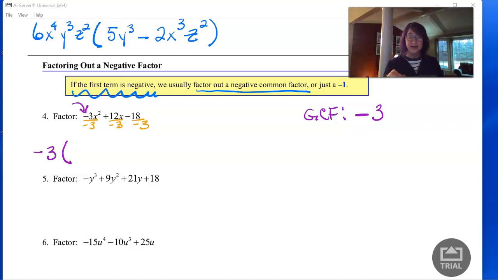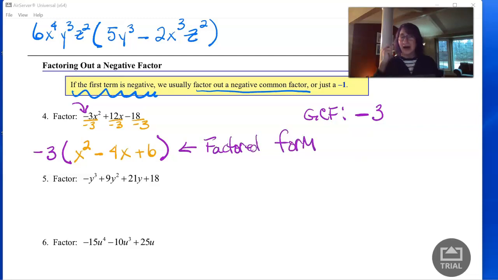When I do that, my first term is a positive x squared, because a negative divided by a negative gives me that positive x squared. Now I've got minus 4x and then plus 6, and that's all. This is going to be my factored form. The only reason I wrote that negative 3 underneath each of those terms was so that I could make sure I got my signs right.